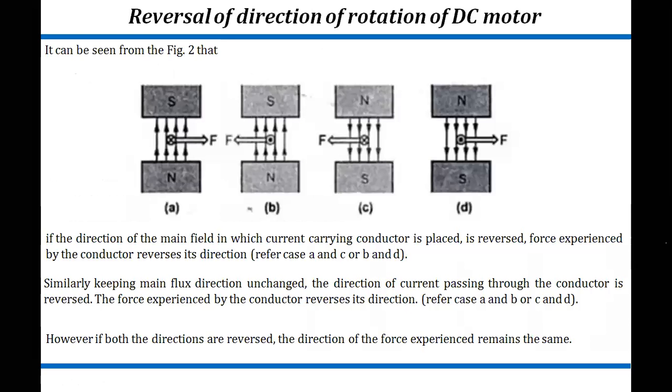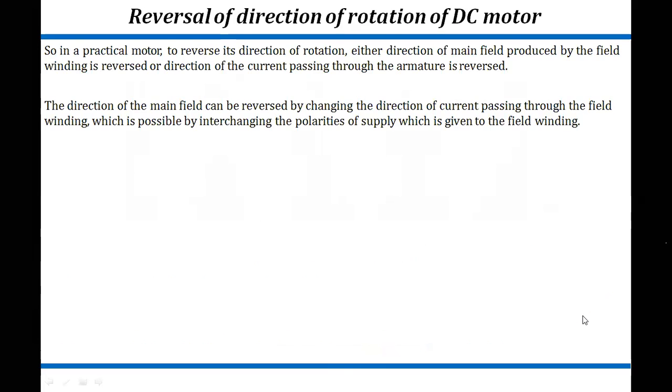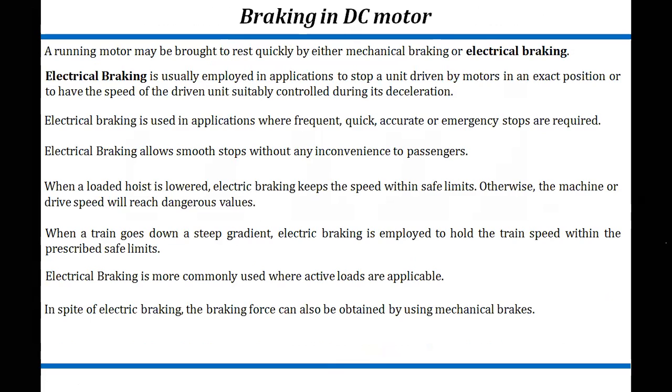But if we change the direction of the magnetic field and also change the direction of current passing through the conductor at the same time, if both directions are reversed, the direction of force experienced has the same value. What will happen? It will experience the same value and the direction of rotation of the DC motor will not be reversed. So in today's session, we will see about braking in DC motor.